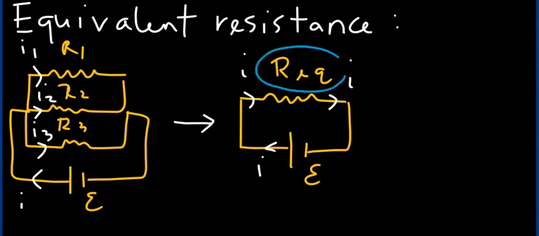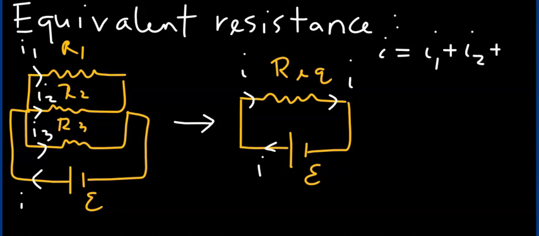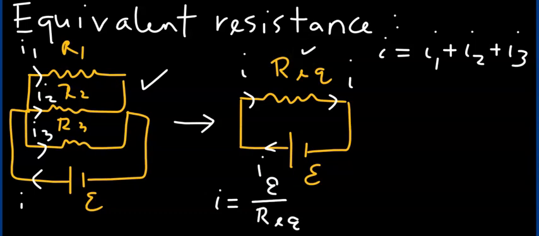What should Req be? The resistance of the single resistor on the right, in terms of R1, R2, and R3. How do we express Req in terms of these 3? Note that we know I equals I1 plus I2 plus I3. We have explained that a few minutes ago. From the equivalent circuit, we know I is quite simply the EMF over Req, the resistance of that single resistor on the right.